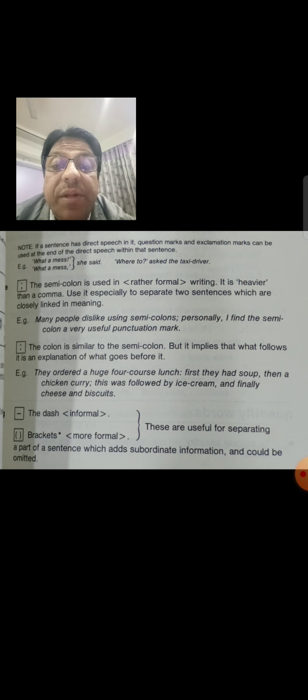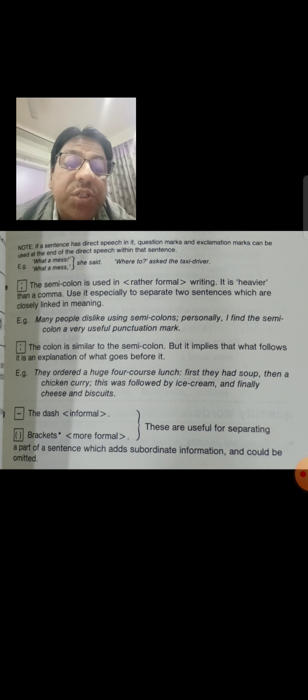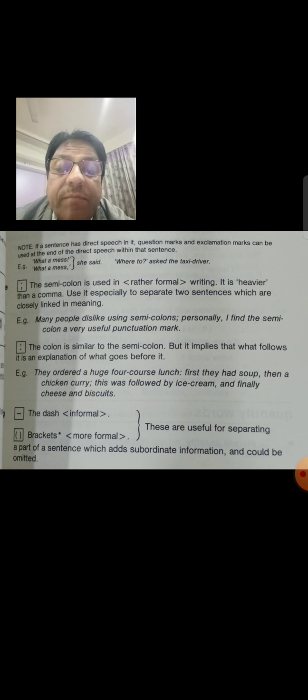So the example is: They ordered a huge four-course lunch. That is, we put a colon after that. Now what will follow is the explanation. What is that four-course lunch? First they had soup, then a chicken curry. This was followed by ice cream, and finally cheese and biscuits. So this is the explanation of what has gone before the colon.